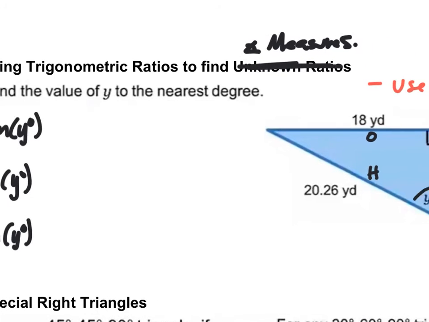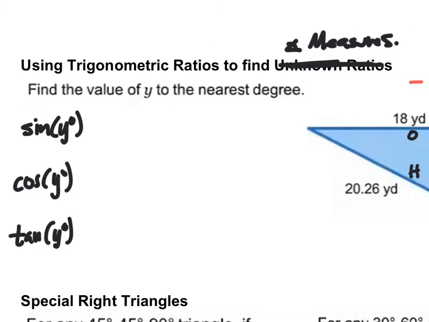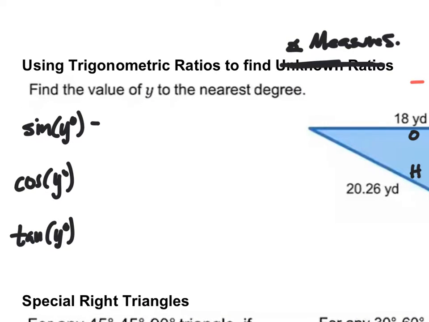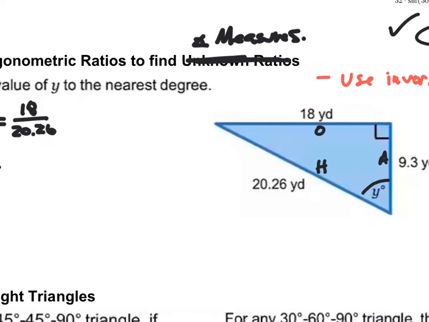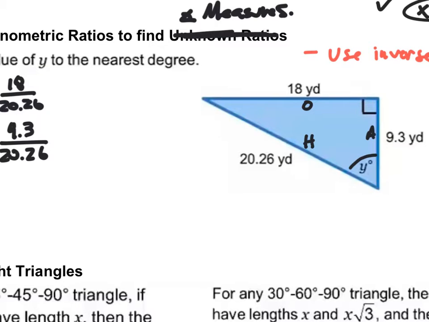Now, if I write sine of y, that's my opposite side divided by my hypotenuse. So that's going to be 18 divided by 20.26. And then cosine of y is going to be my adjacent side divided by my hypotenuse, so 9.3 divided by 20.26. And then tangent of y is my opposite side divided by my adjacent side, so 18 divided by 19.3.